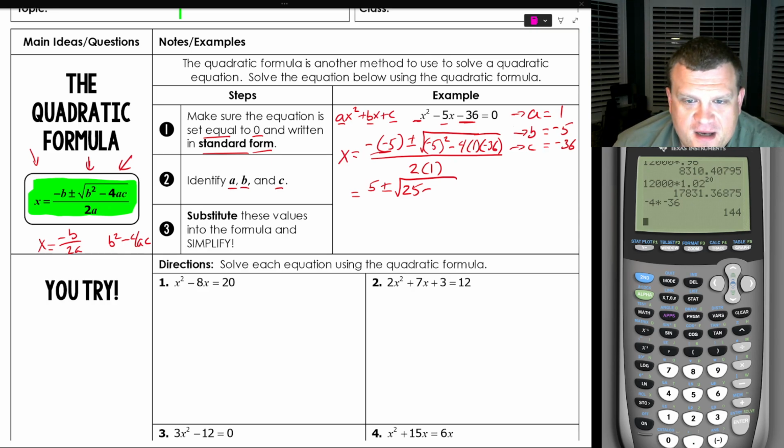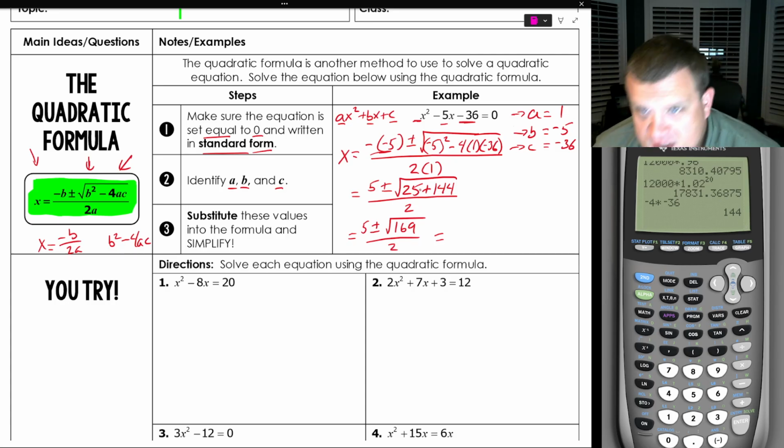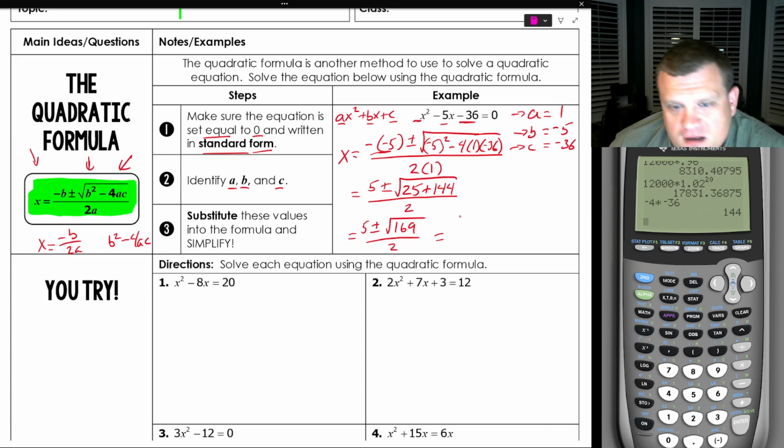So 25 plus, because it's a negative times a negative, so 25 plus 144 over 2 times 1 is 2. Okay? And we would say 5 plus or minus the square root. 25 plus 144 is going to get me 169, still over 2. We know the square root of 169. Hopefully you remember that is 13. So we would say 5 plus or minus 13 over 2.